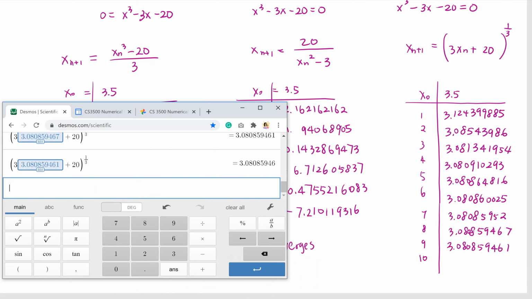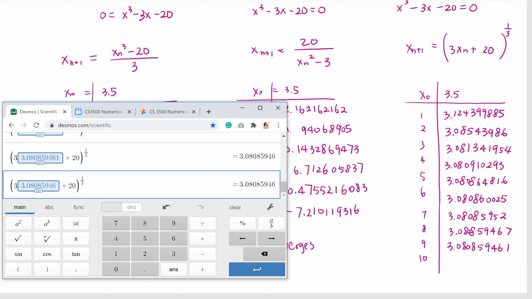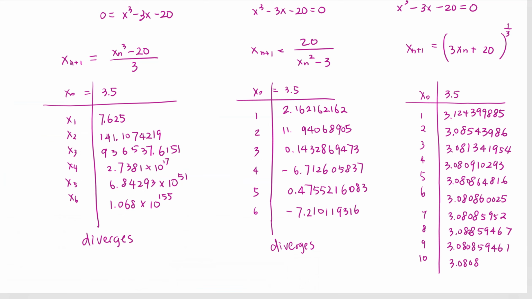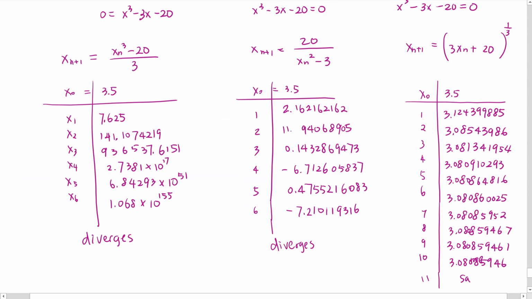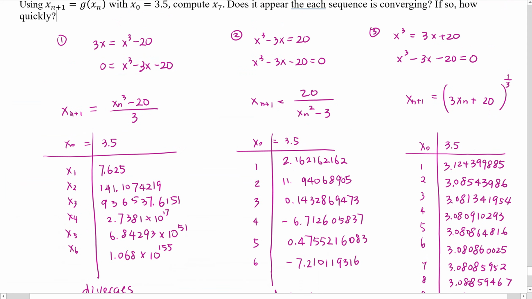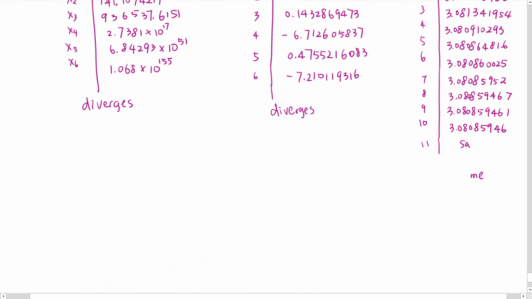Oh, we don't have 46. See? Oh, good. It's stabilized. And then at the 11th one, we get the same. So this guy converges. Finally. Okay. So far so good, everybody.